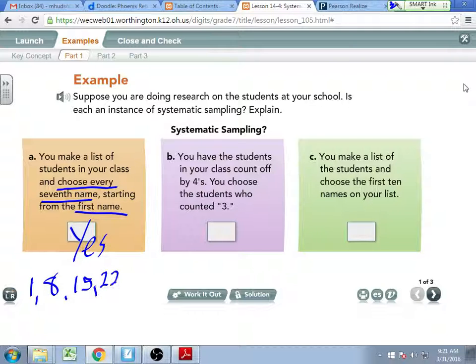15, 22, and it would keep going. 29. The ... means it keeps going. Divine, what do you think? You have the students in your class count off by 4s. You choose the students who counted 3s.